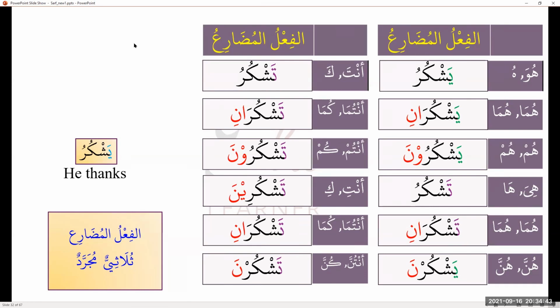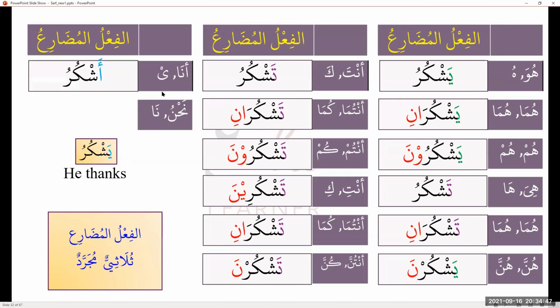And now for first person, it is very simple. For first person it is Ashkuru, okay? And for plural, it is Nashkuru. Clear? Nashkuru. Now you should not find any difficulty in this conjugation, brothers and sisters. Yashkuru, yashkurani, yashkuruna, tashkuru.